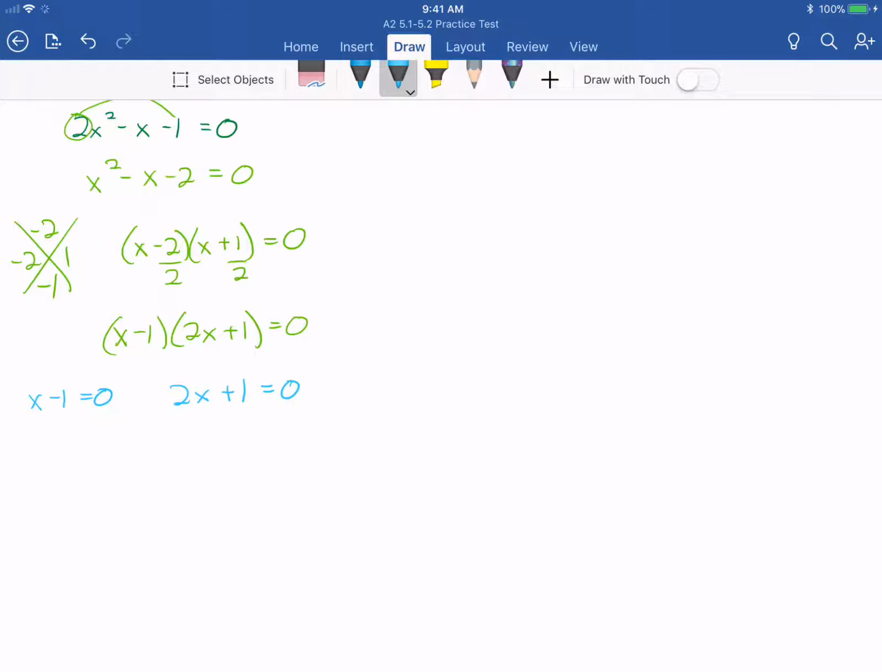If I go through and solve these straight down, I add 1 to both sides, so I get x equals 1 is one of my answers. And then I can subtract that 1, so I get 2x is equal to negative 1. Divide by 2, I get x equals negative 1/2 is one of my answers as well.